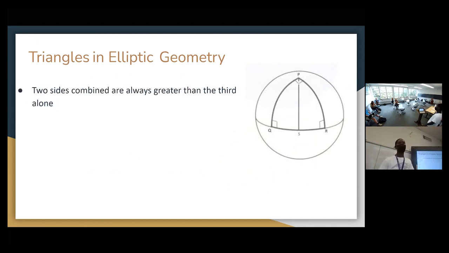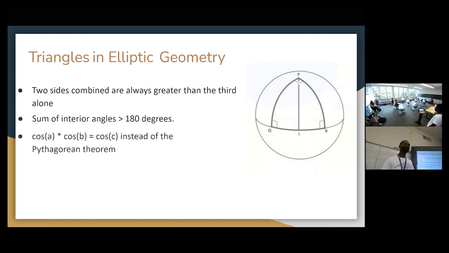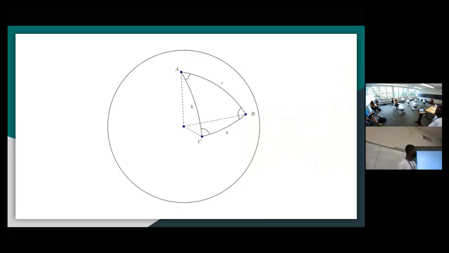Some other cool properties that triangles in elliptic geometry have are that two sides combined are always greater than a third alone, and the sum of the interior angles is always greater than 180 degrees. And cosine of A times cosine of B equals cosine of C instead of the Pythagorean theorem. So just to recap, this is what a triangle on the surface of a sphere looks like. As you can see, due to the curvature, it kind of has a bend along the surface of the sphere. That affects a bunch of the properties, and it's really interesting to look at.